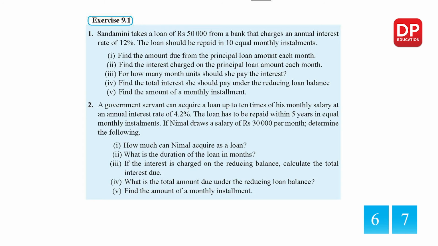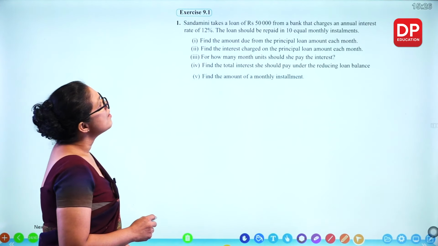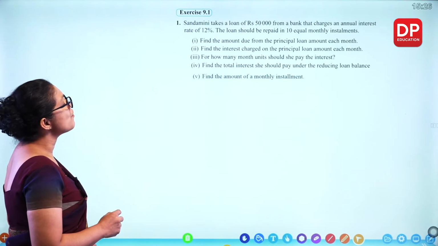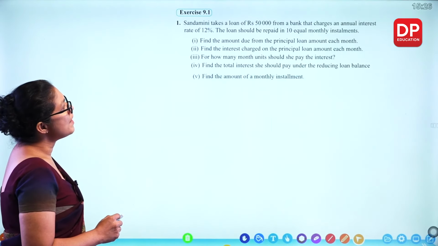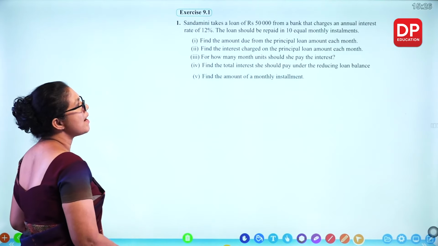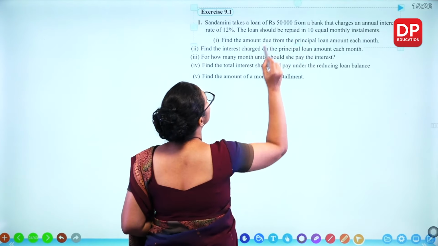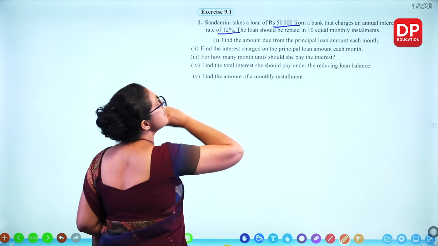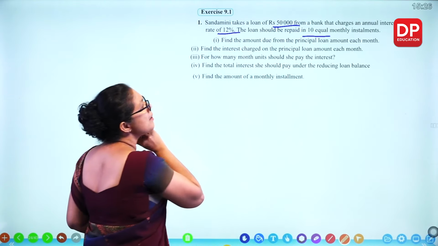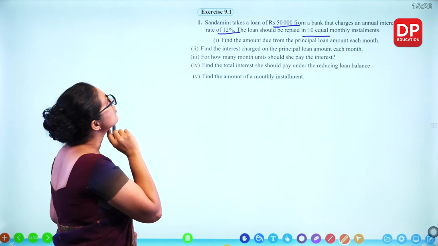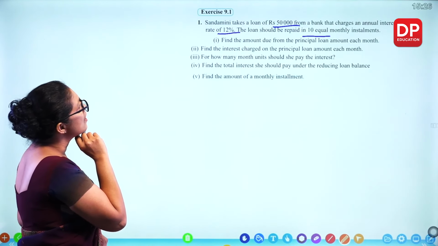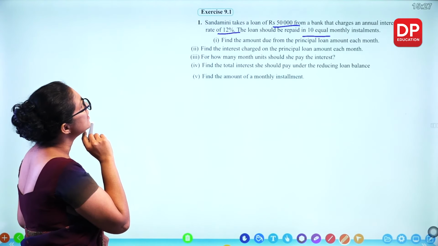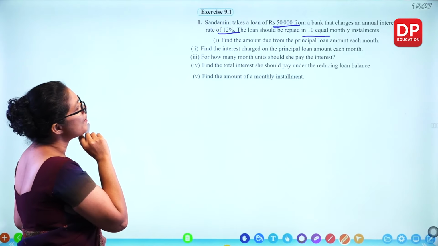Exercise 9.1. Sandamini takes a loan of 50,000 rupees from a bank that charges an annual interest rate of 12%. The loan should be repaid in 10 equal monthly installments. So this value is important, the rate is important, and how many months. So they are asking, find the amount due from the principal loan amount each month.